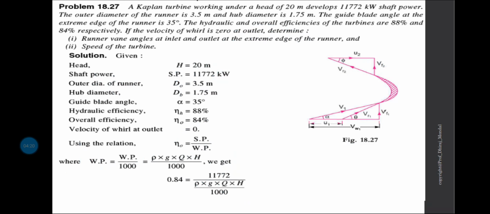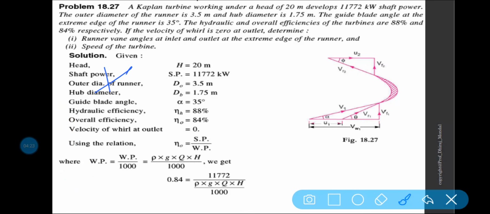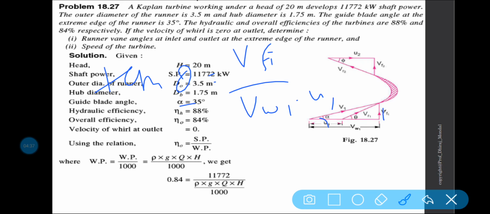First of all, tan theta is equal to Vf1 by (Vw1 minus U1). Now see how we can calculate Vf1, because alpha is given. As alpha is given, Vf1 is equal to V1 sin alpha. Easily we can say this, but is V1 given? If it is not given, then we can't find out Vf1. Okay, we can find it out, but in another way.